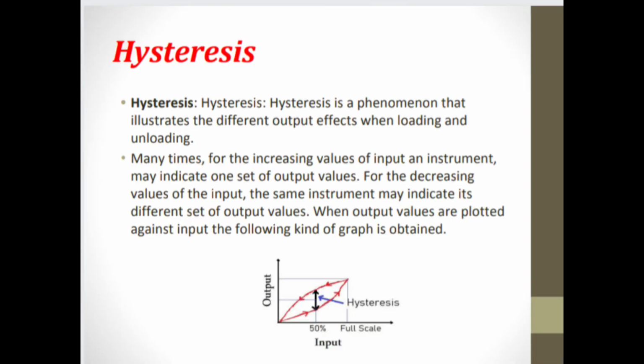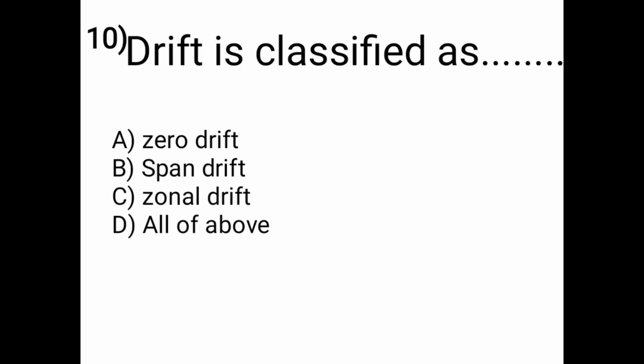Now here we see the 10th MCQ, question 10. Drift is classified as: options are A, zero drift; B, span drift; C, zonal drift; and D, all of the above. The correct answer is option D, all of the above. Drift is classified as zero drift, span drift and zonal drift. We see this in detail.